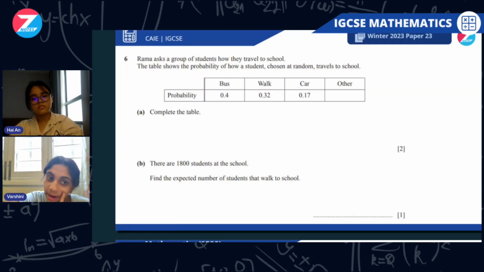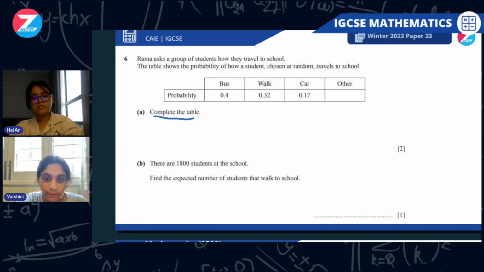Question 6. Rama asks a group of students how they traveled to school, and the table shows the probability of how a student chosen at random travels to school. So for bus, it's 0.4, for walk, it's 0.32, and for car, it's 0.17. And they want us to find other. So they said complete the table.